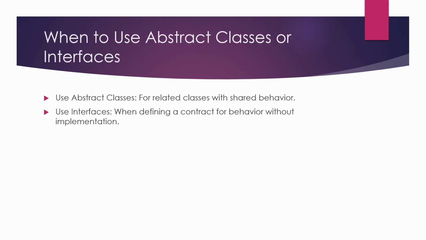So, when should you use an abstract class, and when should you use an interface? If you have related classes that share common behavior, an abstract class is a good choice. If you need to define a common set of operations for unrelated classes, then an interface is more appropriate.